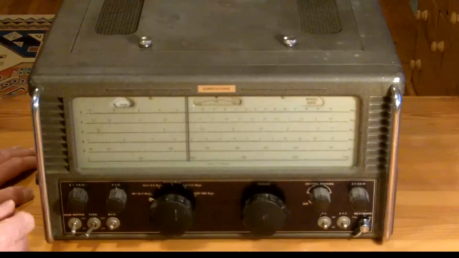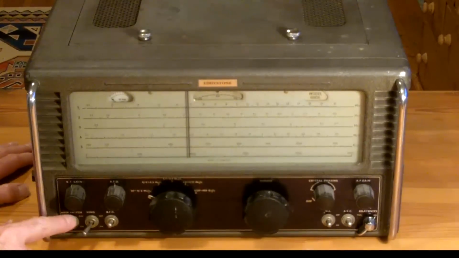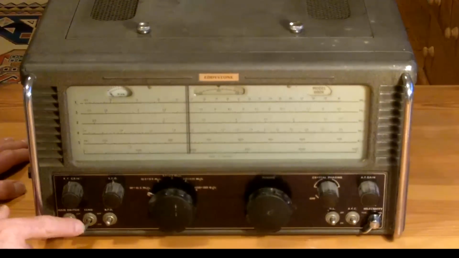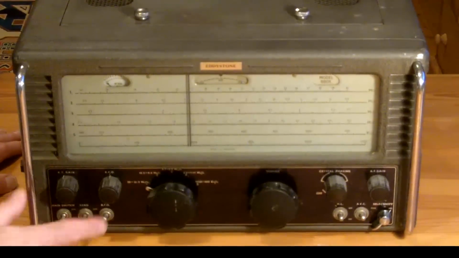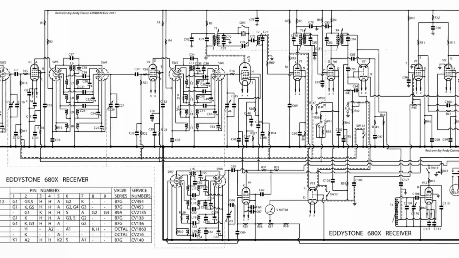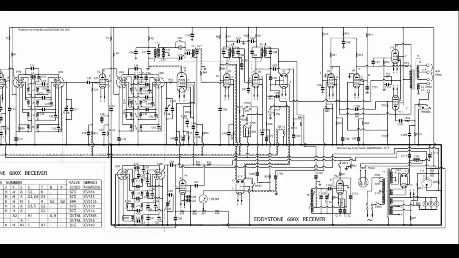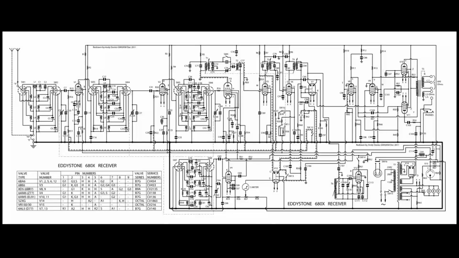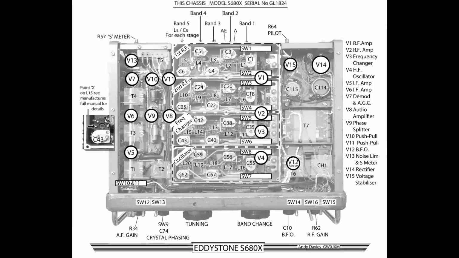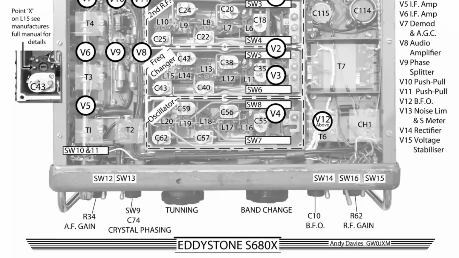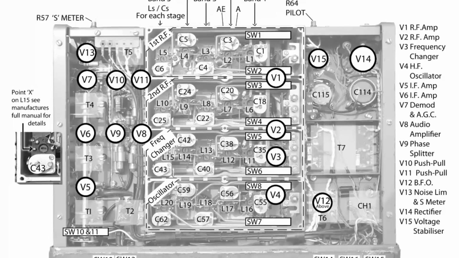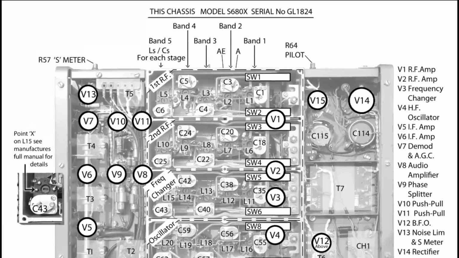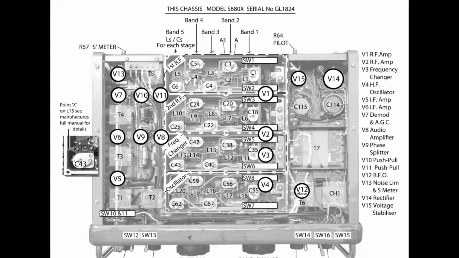Whilst I'm waiting for a replacement choke to arrive for this Eddystone S680X, I've been redrawing the circuit diagram, and in order to support the circuit diagram, I wanted to produce a component identification chart as well. So this is the circuit diagram that I've retraced and redrawn, and this is the component identification, or at least as far as I've gone. And I thought I'd share with you how I went about making the component identification chart.